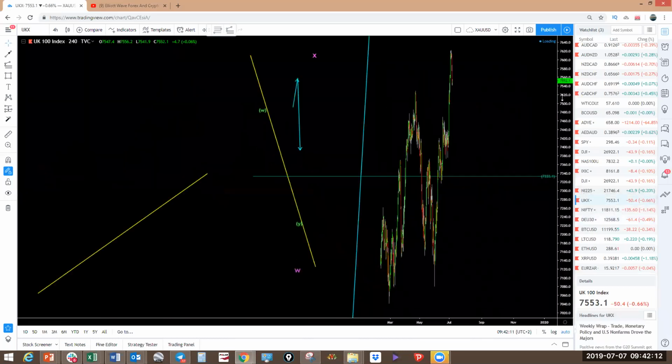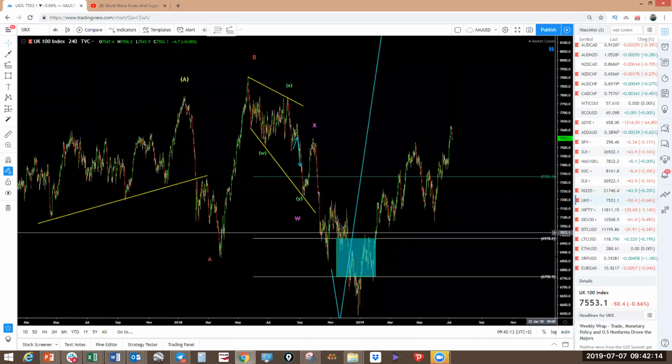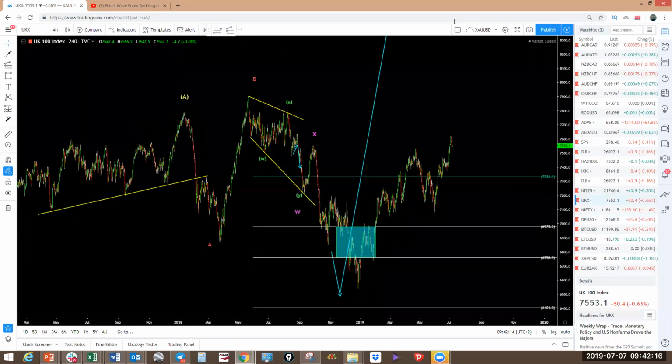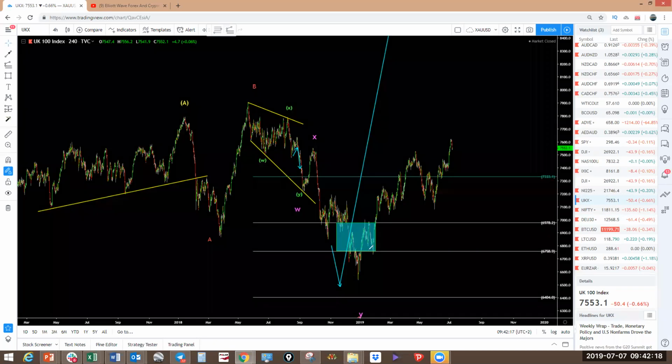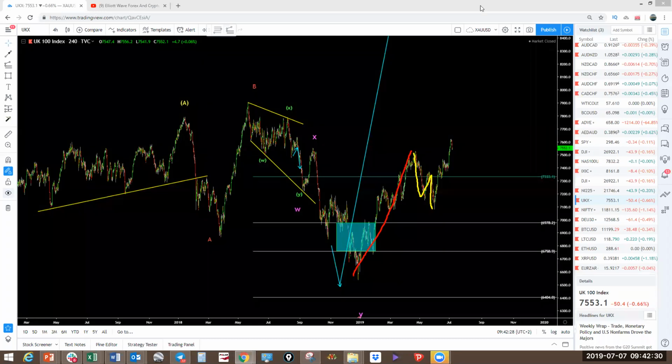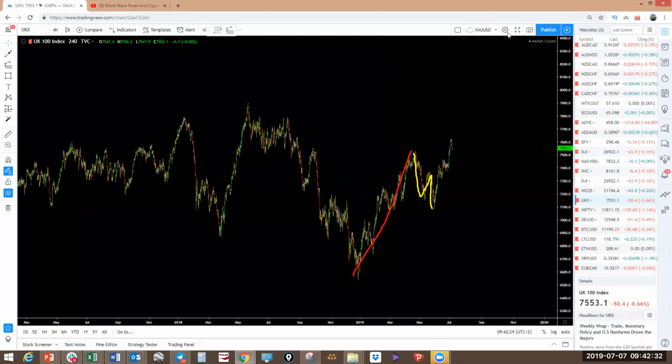Let's look at the UK 100. The UK 100 has made a 5-wave move here. We've looked at this as a 5-wave move, and this is a 3-wave pullback. 1, 2, 3. Let's switch this off here. 1, 2, 3, and we're looking for this to continue like that.